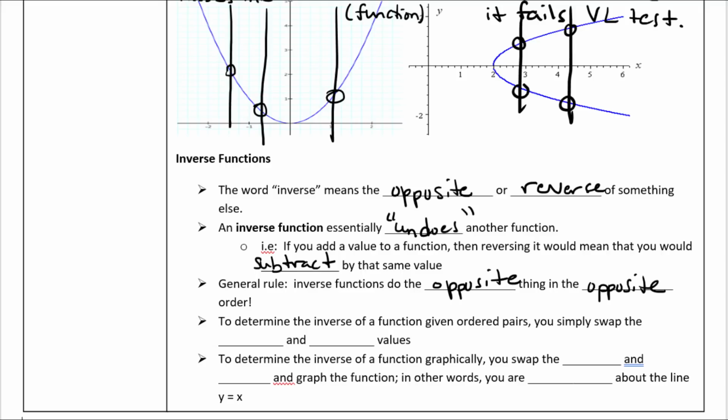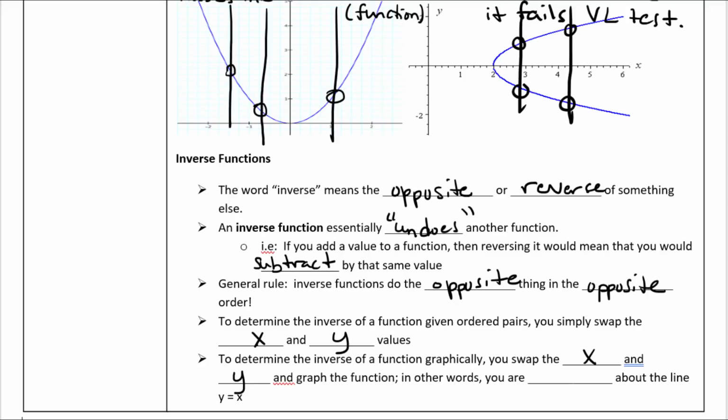One quick way of finding the inverse of a function is literally to swap or switch the x and the y values. And that is actually an easy way of doing it for given ordered pairs. If you were given a graph and you want to graph the inverse, you would swap the x and y values just like we did before, and then graph the function.